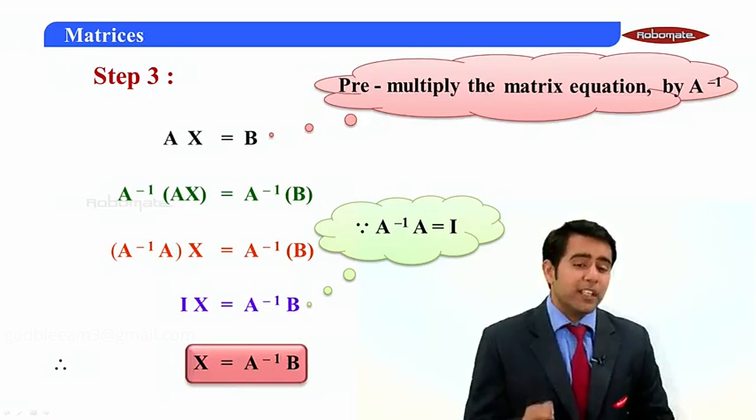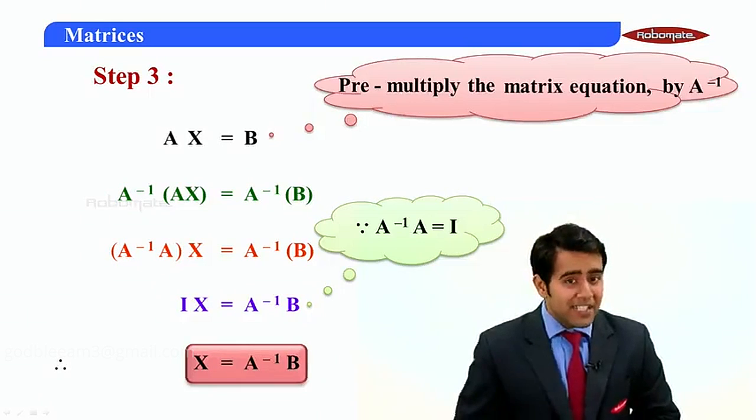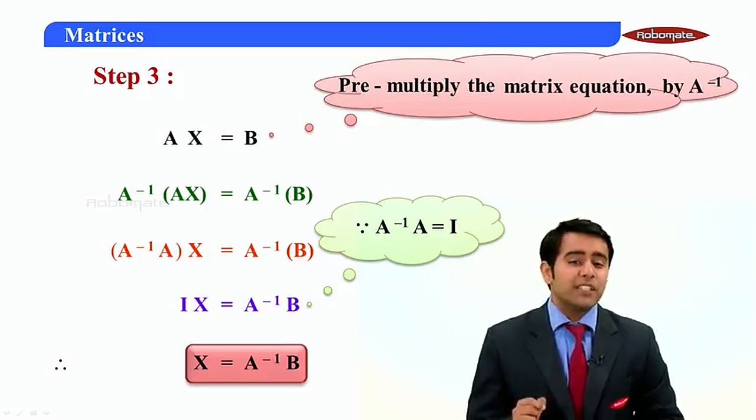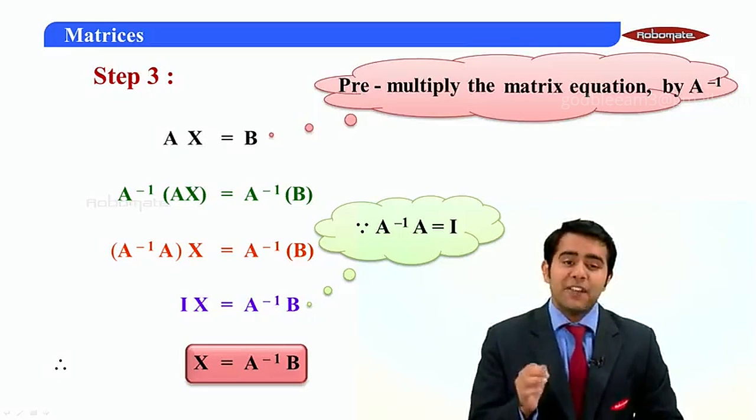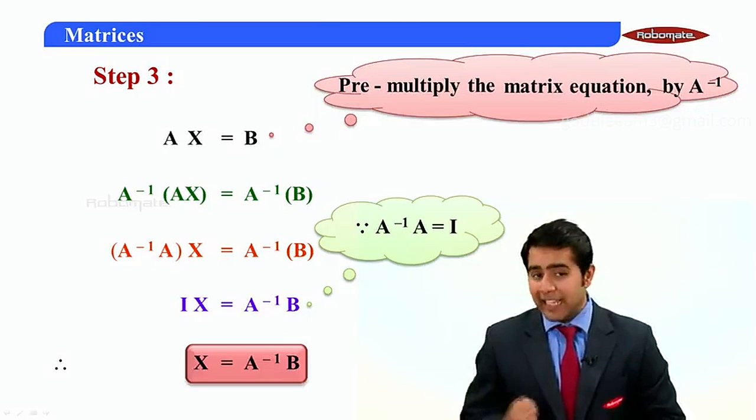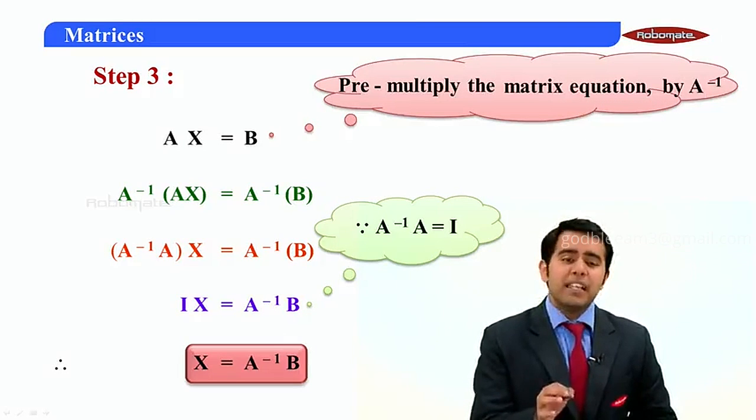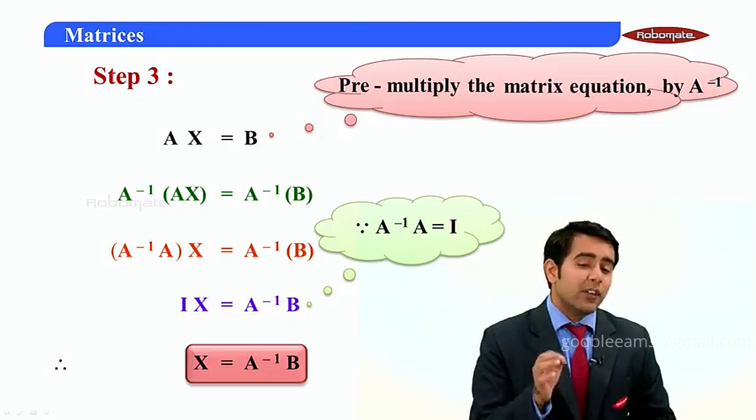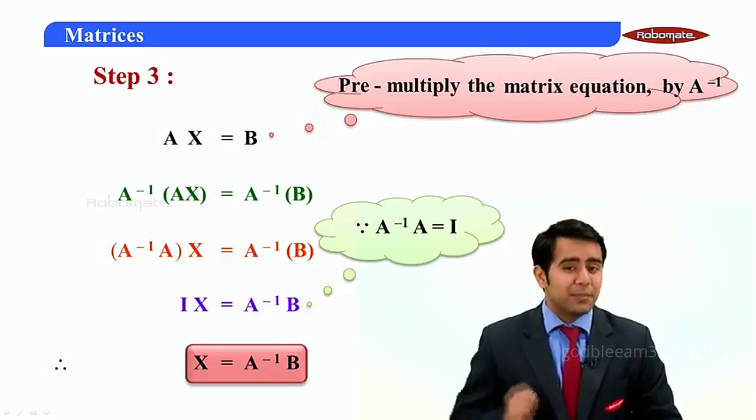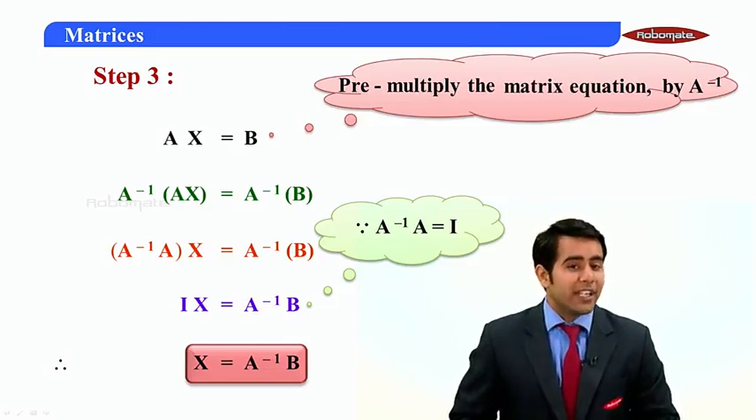So to solve the equations using the inversion method, what we have to do is find the inverse of matrix A, that is A inverse, and multiply it with the matrix of constants, that is matrix B. This gives me the value for X.